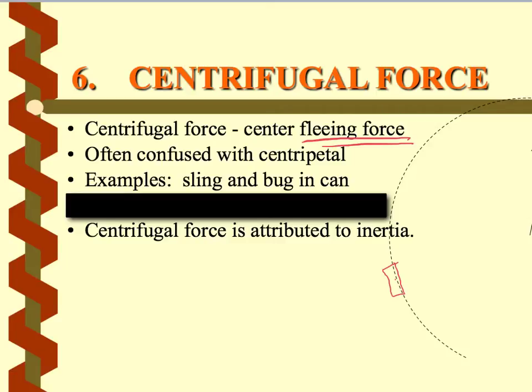Some examples would be when you are going around a corner in a car and you feel yourself pulled to the outside edge. Now, in truth, that's what it feels like, but in reality, your body is just simply trying to go forward and keep moving in a straight line at a constant speed. The car is changing, which makes it feel as though you are being pulled to the outside edge. So, in truth, the centrifugal force is really just an effect of Newton's first law.